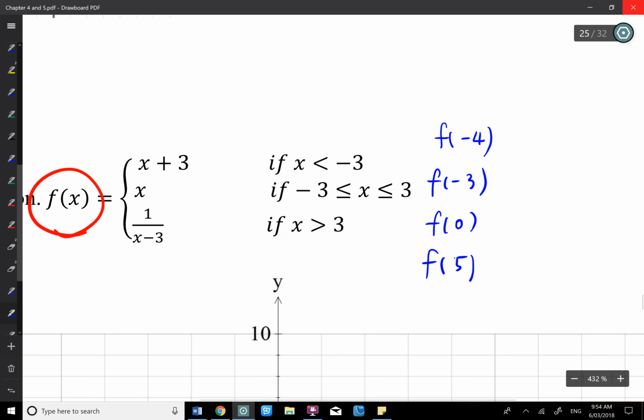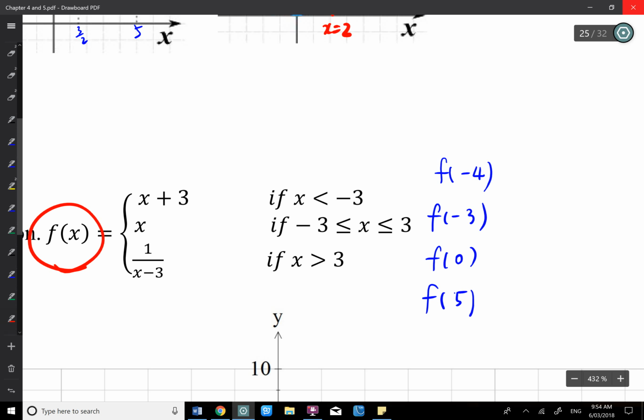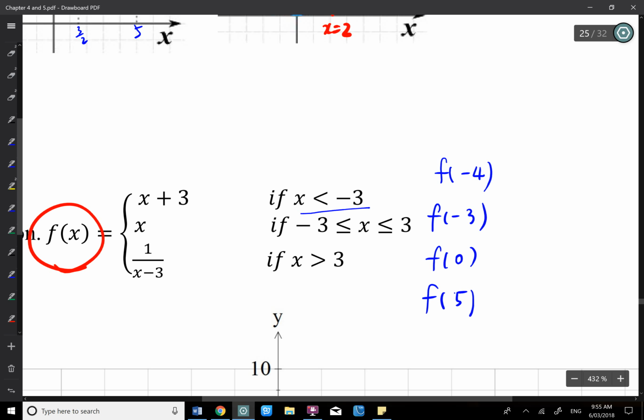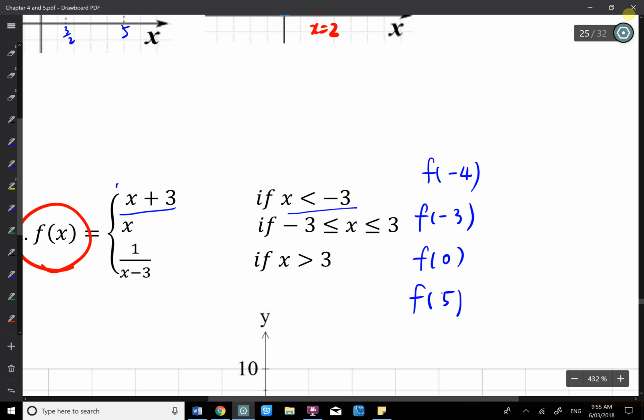You need to think about the proper domain. So for -4, which part of the domain does it belong to, and therefore which function should I substitute into? What does f(-4) equal? -1, because x less than -3, -4 is less than -3. So I will sub into this function here. That will give me -4 plus 3, and that's -1.